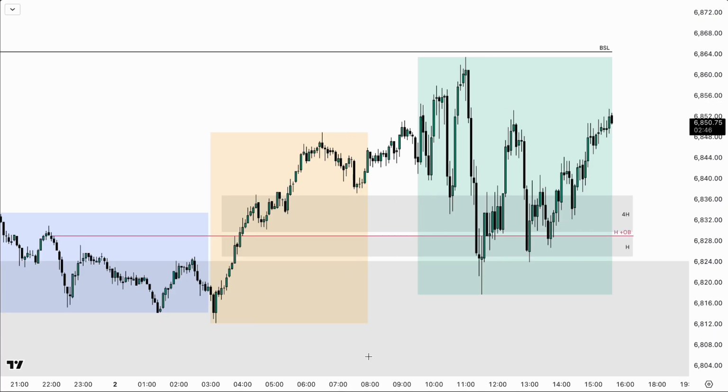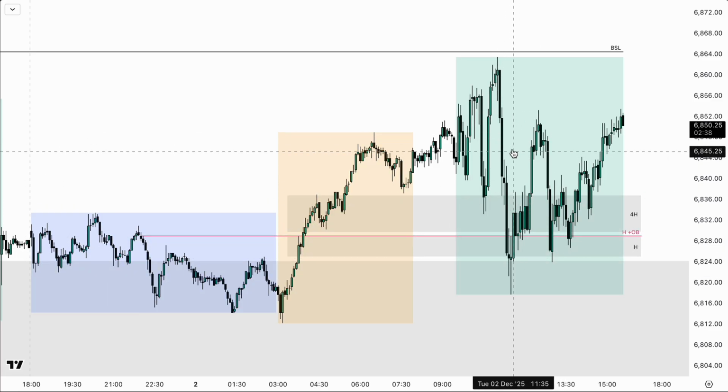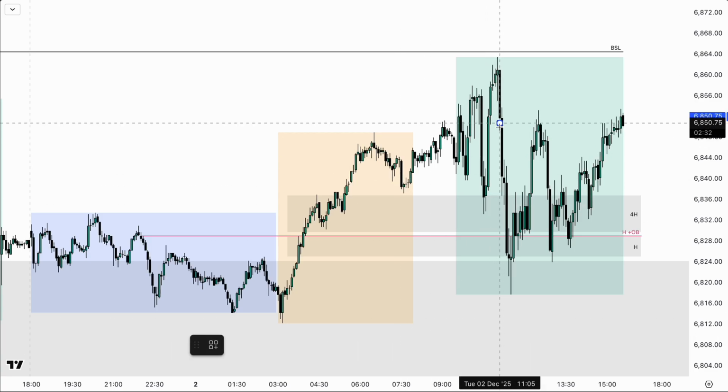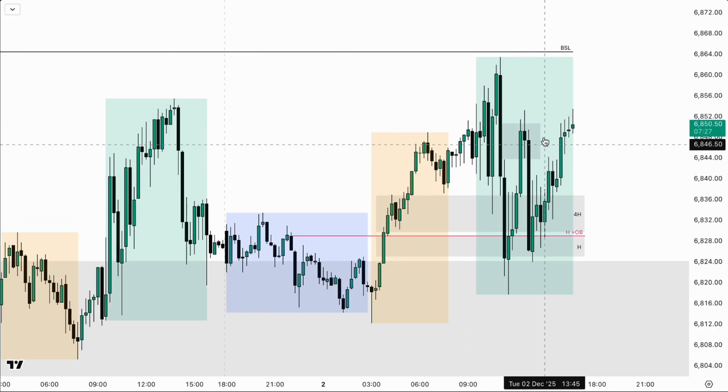Keep in mind, we were more or less just expecting or framing the idea that we were going to hold these levels and then return up within the range, targeting this 5-minute gap right here, which is also a 15-minute. They kind of coincide right there.